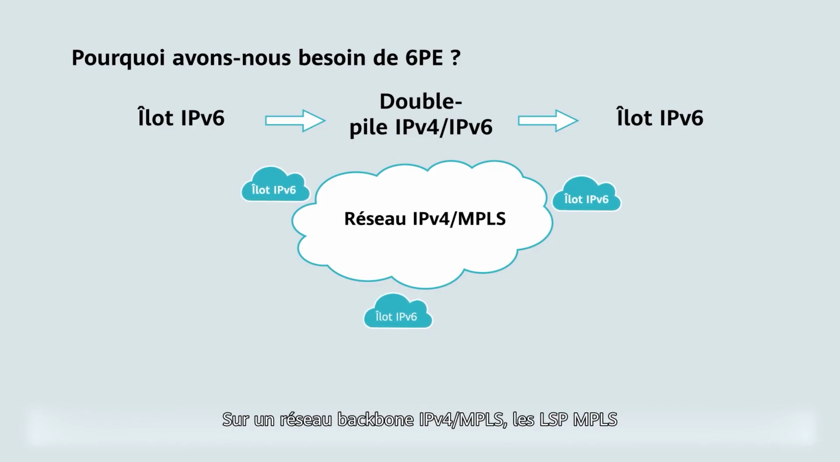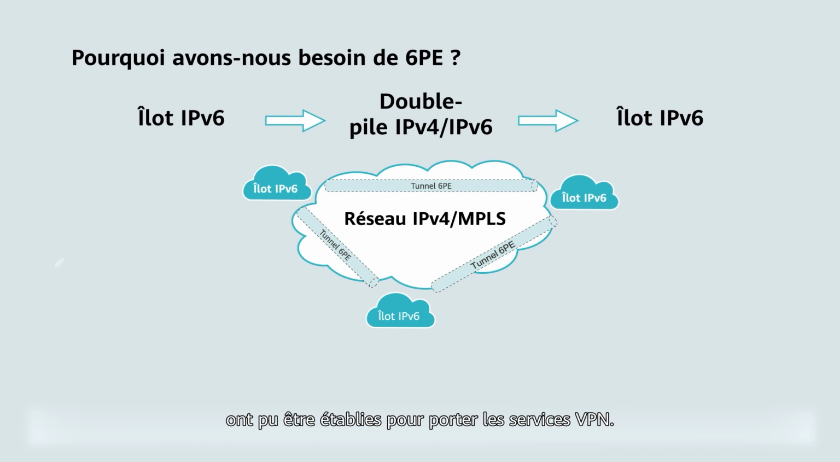On an IPv4 or MPLS backbone network, MPLS LSPs may have been established to carry VPN services. If such MPLS LSPs already exist, network administrators may want to use them to carry IPv6 services. This is where 6PE comes in. How is a 6PE tunnel established?